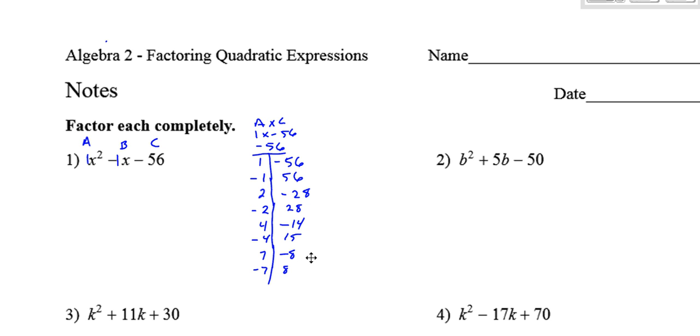Now, some students say, well, how far do I have to go? Well, if the next number would be 8, but you already have 8 listed over here, or a number higher than that, then you're going to stop. You don't need to go any farther because if you put 8, you already have 8 times 7, so you can stop now.